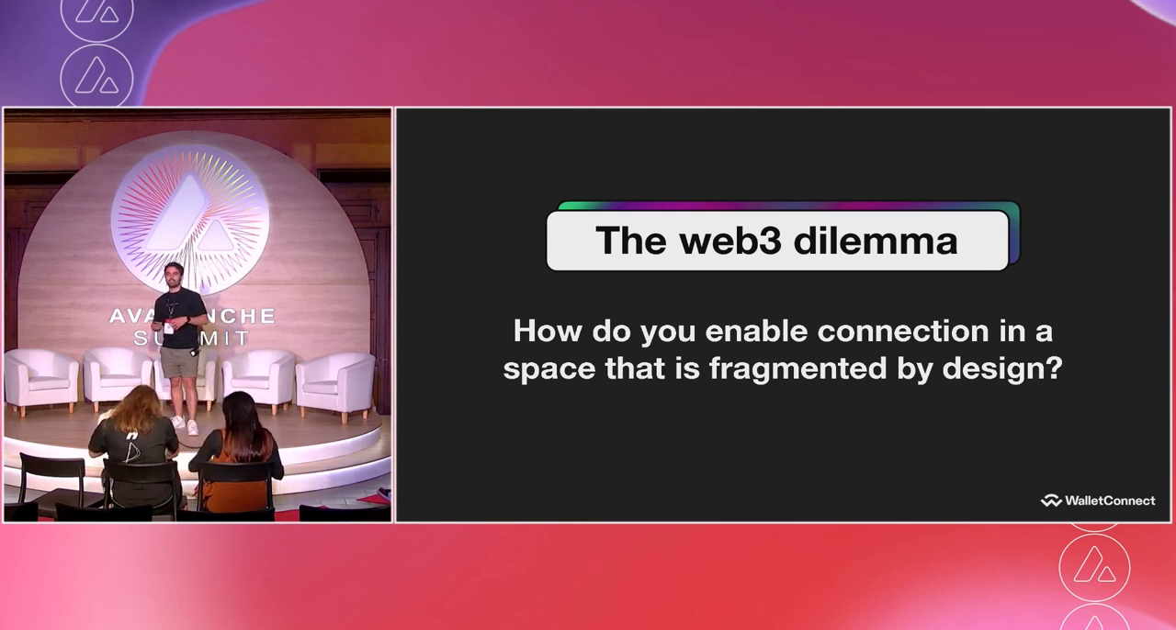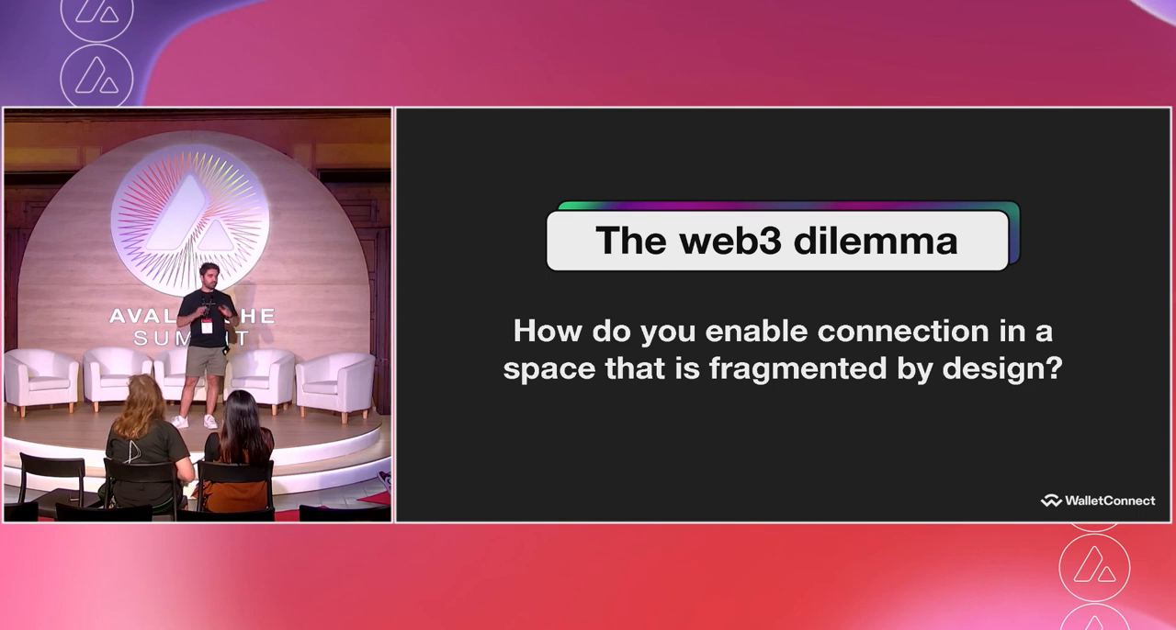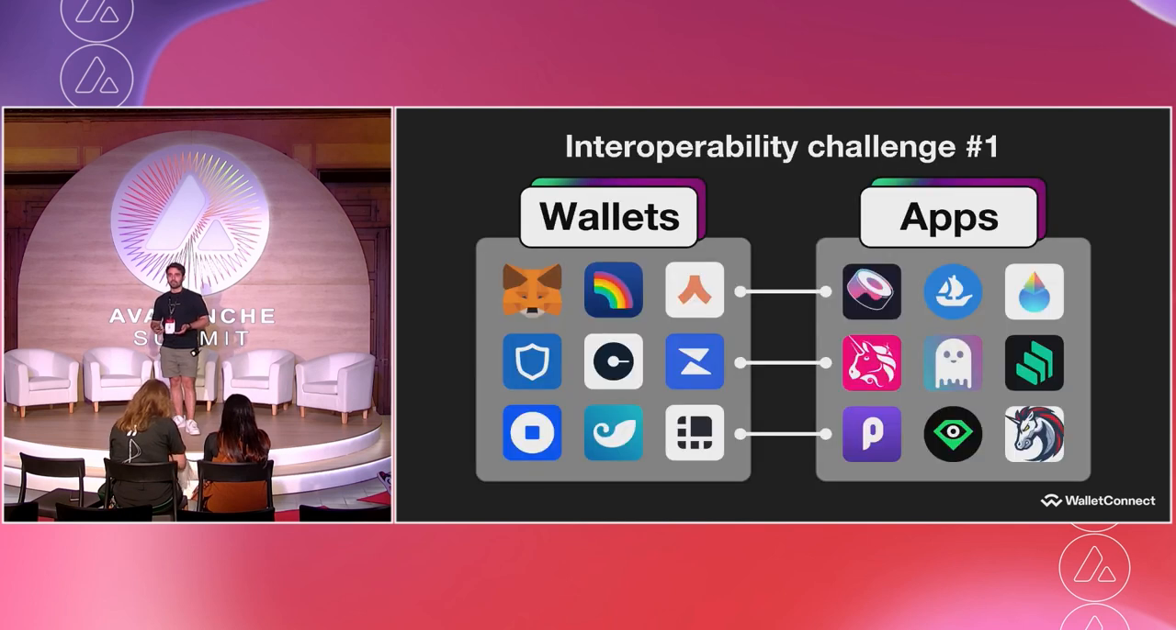We essentially have to ask the question, how do you enable connection in a space that's so fragmented by design? It's one of the biggest problems with decentralization and permissionless networks. Essentially, anyone can build in any way, and we essentially have to kind of standardize and build a much more united design. And that essentially is the definition of interoperability.